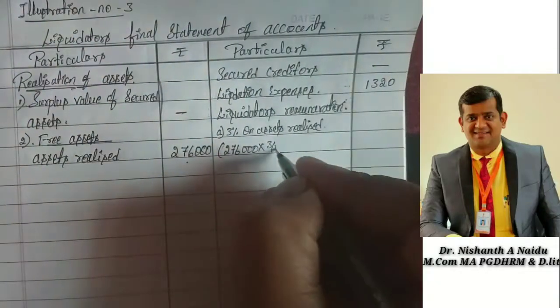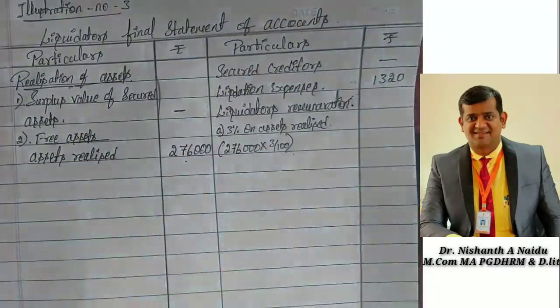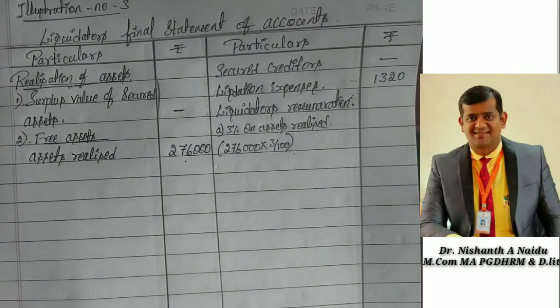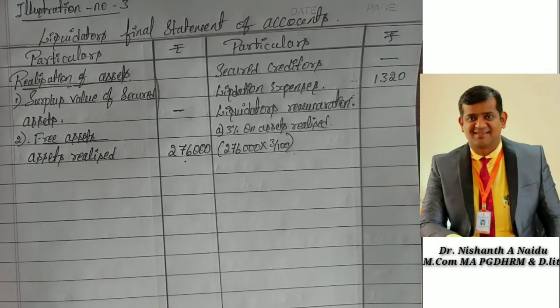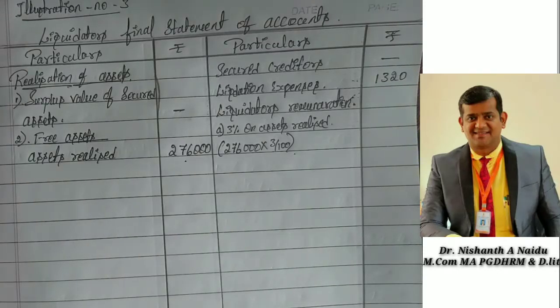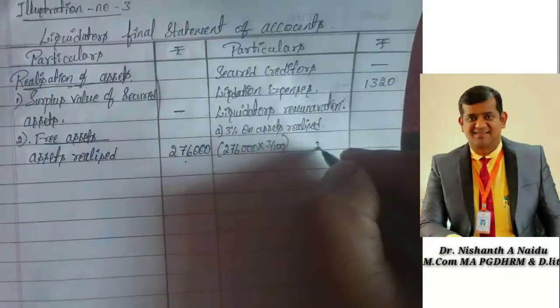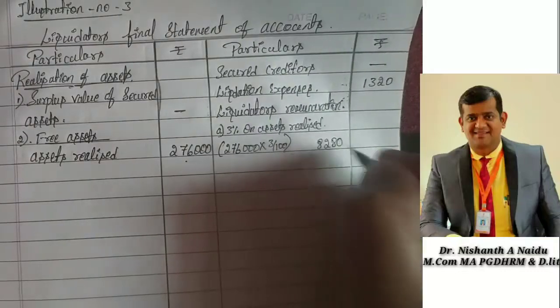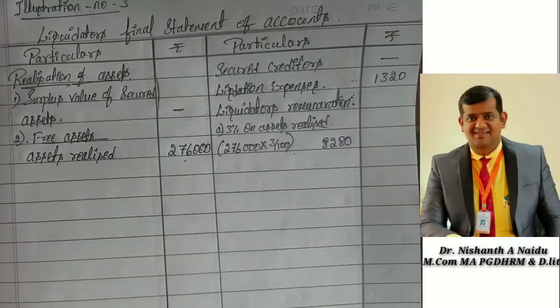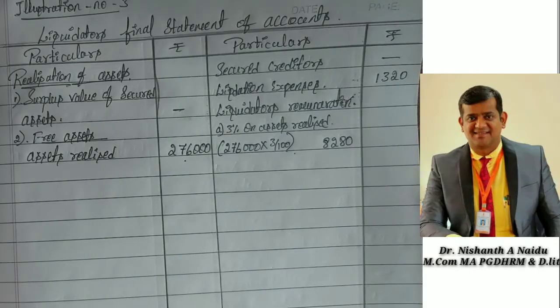2,76,000 into 3 divided by 100. How much are you going to get? Calculate in the calculator. 2,76,000 into 3% comes to 8,280. I am writing 8,280 in the inner column. So next, 2% on the amount paid to equity shareholders.